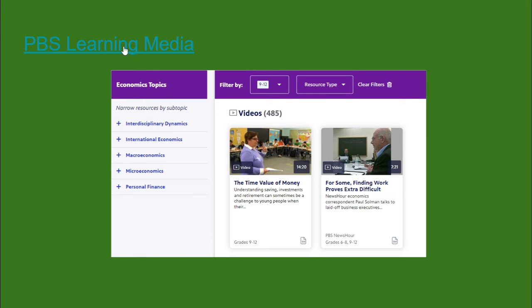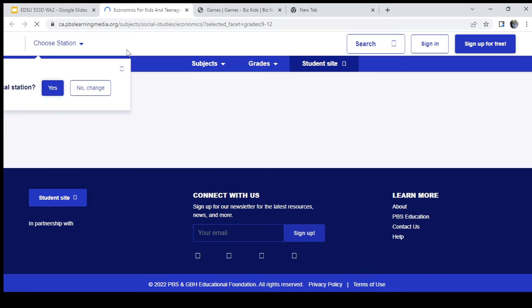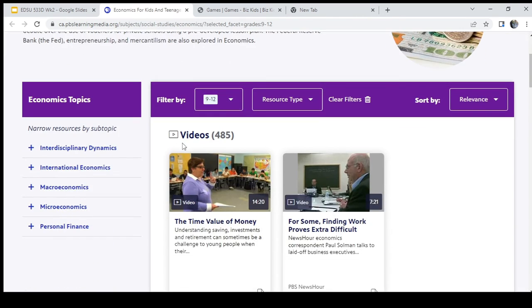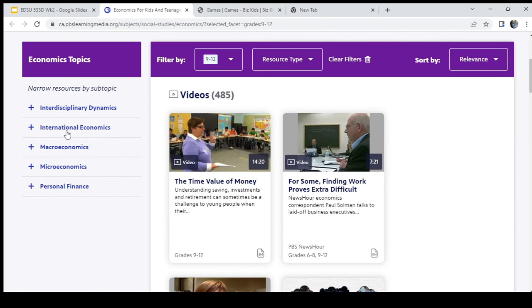Then we're also going to be doing some activities with PBS Learning Media Lab, when it loads up. Anyways, we'll be watching some videos on economics, how to analyze media, personal finance, interdisciplinary dynamics, just a whole sort of things. There is a lot in the purview of economics that interacts with a lot of different areas of economics in general.